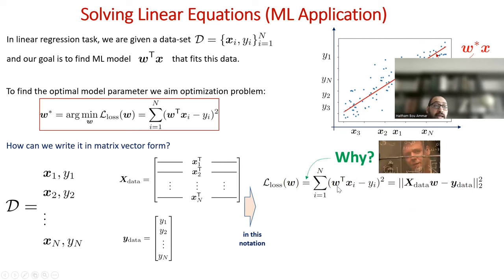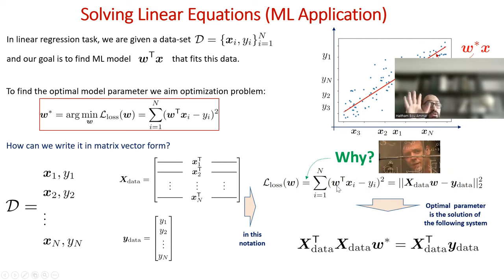Why is that the case? Please try to show that in the exercise, but it's not hard to do. All you need to do to show that those two are equal, think about it: you will take X data and multiply it by the vector w. So you need to multiply this matrix by the vector. You'll take that row by w, that row by w, that row by w, so row by the column, row by the column, and so on.